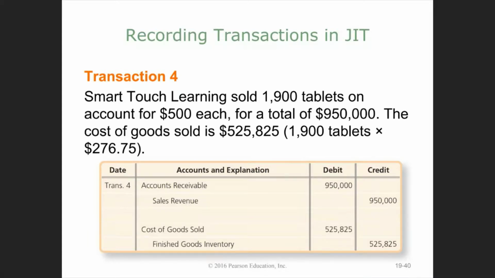And then we see here they debited the accounts receivable account and credited sales revenue for that total of $950,000. And then they debited cost of goods sold and credited finished goods inventory for the $525,000.